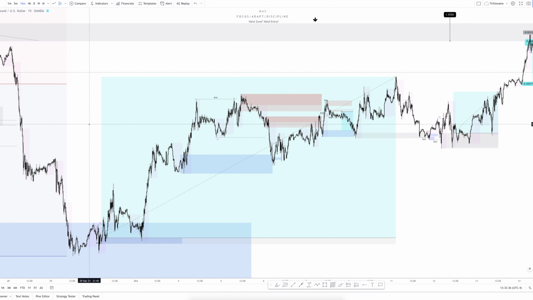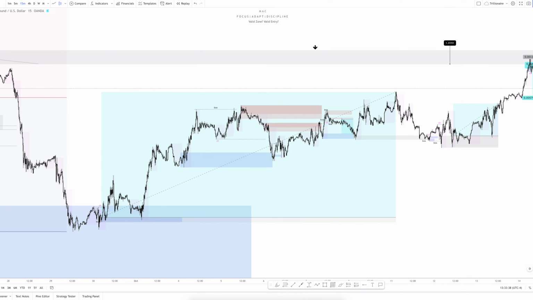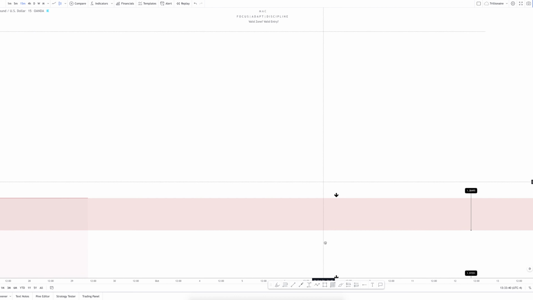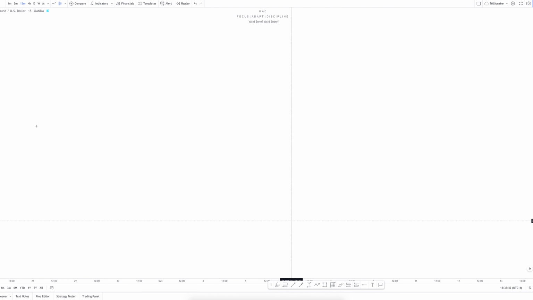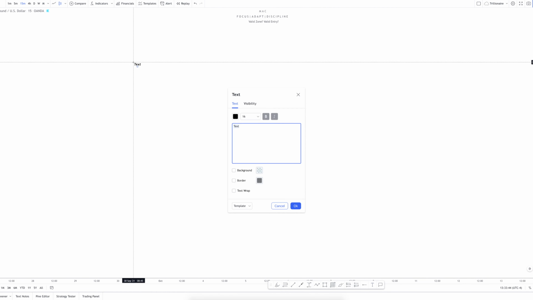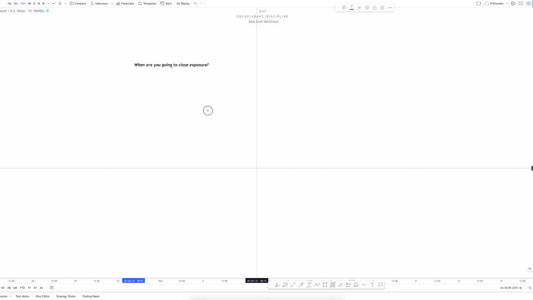So how do I manage trades? Well, first you have to figure out when are you going to go risk-free. All right, that should be your first question. At what point are you going to go ahead and close your exposure? Right? So what does this mean? This basically means when are you going to be risk-free?